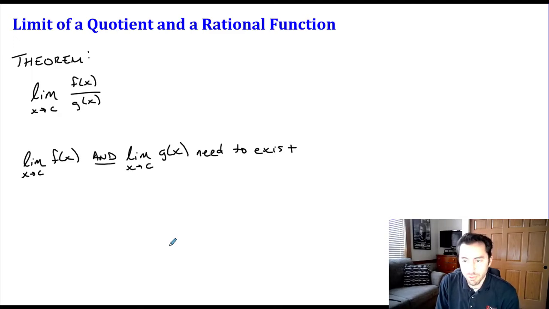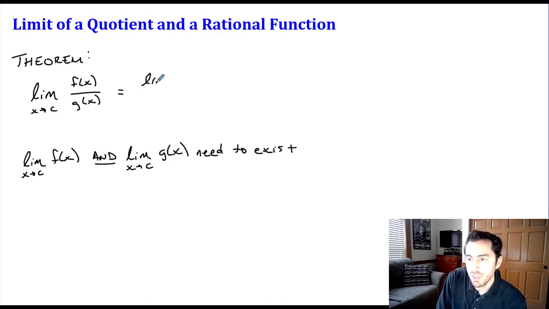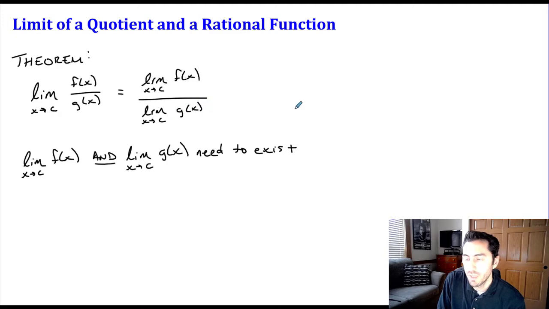Now, if that's true, then we can rewrite this. So instead of the limit of a quotient, we can write this as the quotient of two limits. So this is equal to the limit as x approaches c of f of x divided by the limit as x approaches c of g of x. Again, the reason we want to do this is to break down the limit into things that are easier to work with, easier to evaluate. So when I have it like this, now I have the limit of two separate functions, and using all the different properties we talked about before, we should be able to evaluate this.